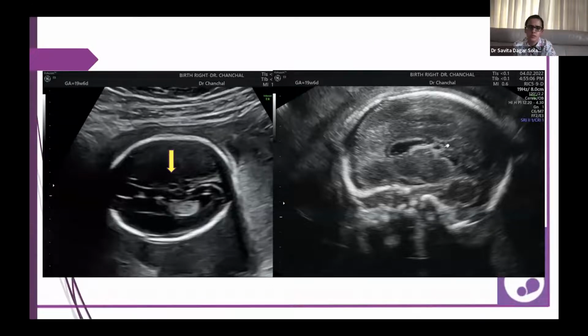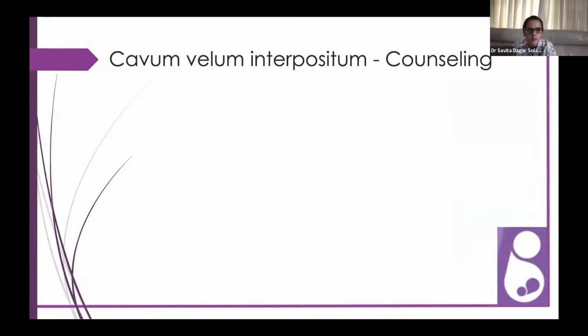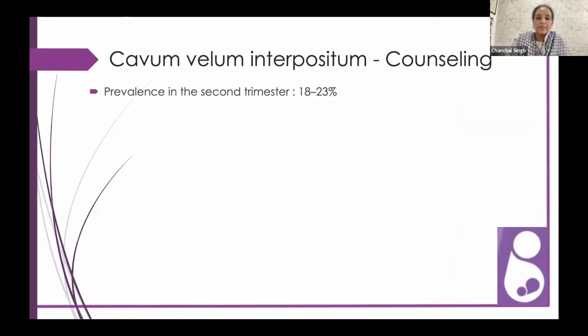we are seeing the same cyst. So this is looking at the position. This is most likely a cavum interpositus cyst, which is anechoic. Am I audible? Yes, but you can be a bit louder, Dr. Savita.